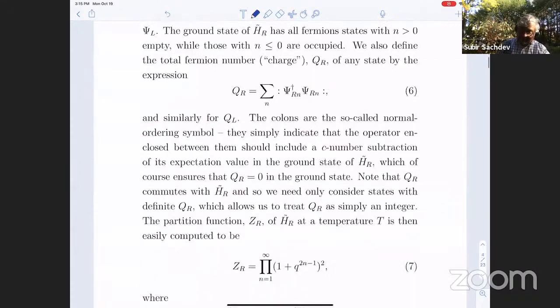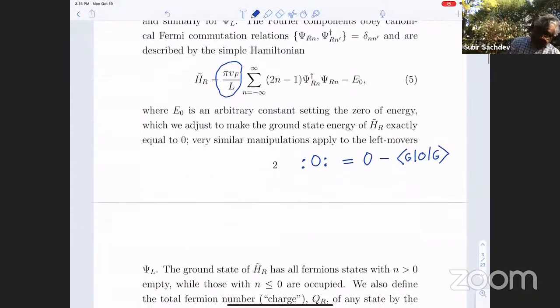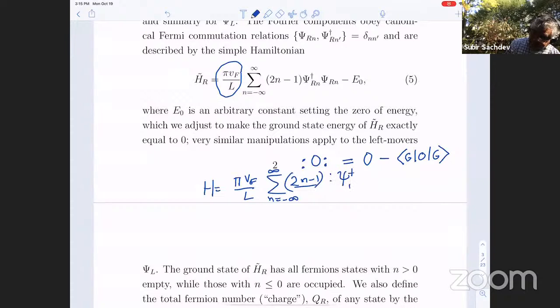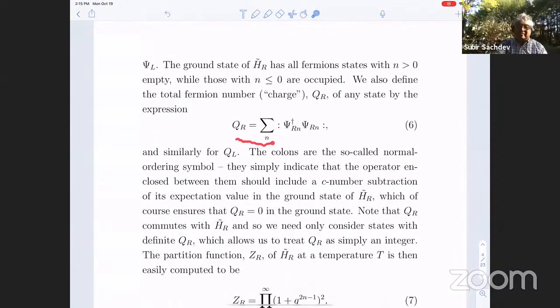And so we can write the Hamiltonian, which is not written here, the correct Hamiltonian, which has no infinities, is the sum over n, n can run freely from minus infinity to infinity, of 2n minus 1 times the normal-ordered psi_R dagger at n, psi_R at n. Okay, so that's the normal ordering. And still, the charge of any excitations of the right movers is also defined by subtracting the charge of the ground state. We assume that the vacuum, the ground state of the Fermi sea, has zero charge.